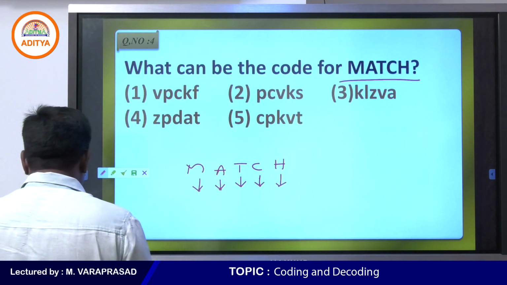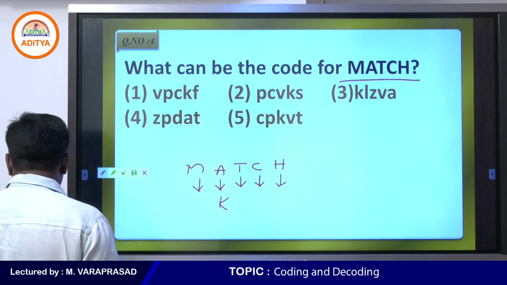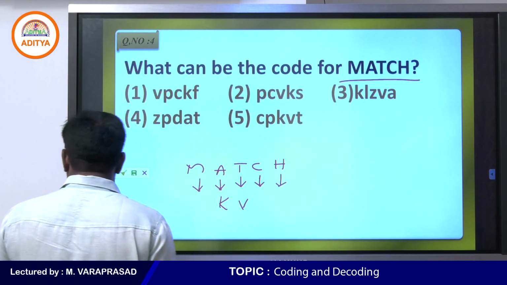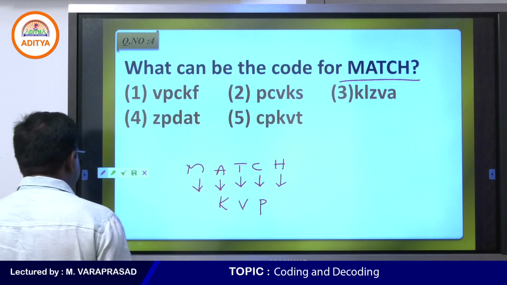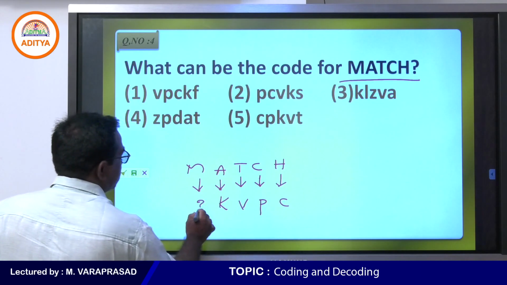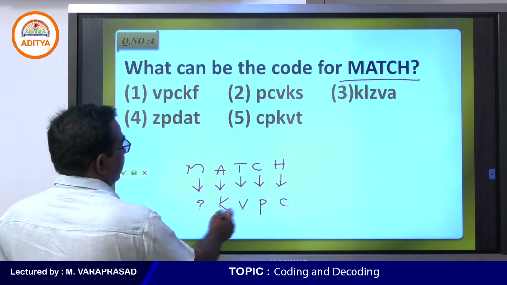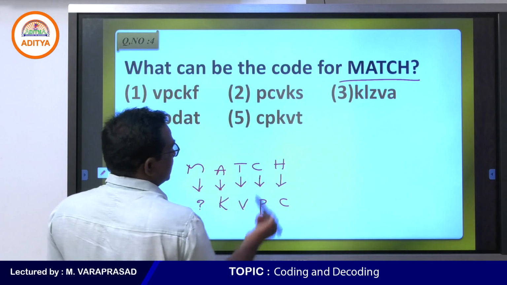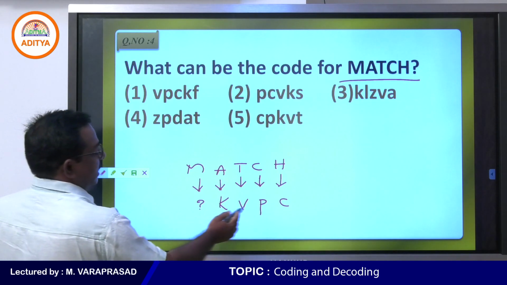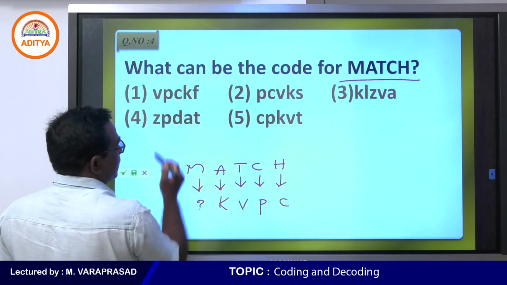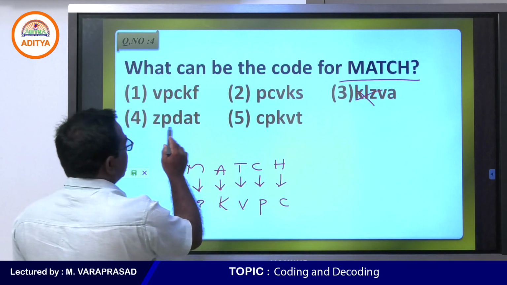Where M we don't know. What is the A code language here? A can be written as K, and T can be written as V, and C can be written as P, and H can be written as C. Somebody is asking what's our match. See once here, KVPC is there here. KVPC is there here. Here KVPC is not there, here also KVPC is there.